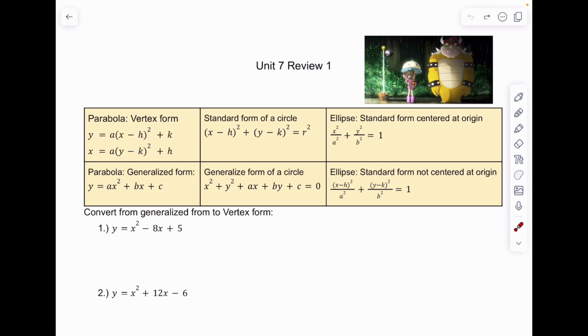Here's a list of formulas and equations that I would highly recommend you memorize. This is the vertex form for a parabola. Here's the generalized form for a parabola. Can you go from one direction to the other and vice versa?